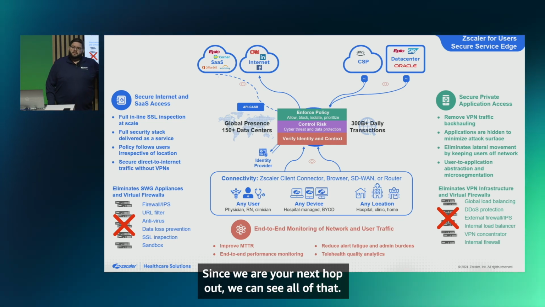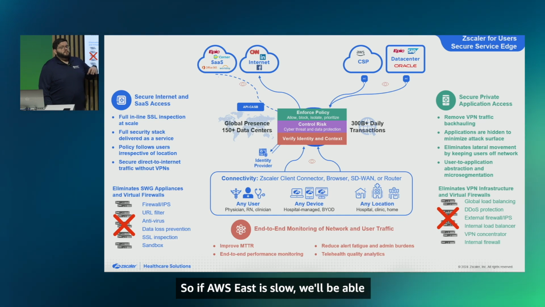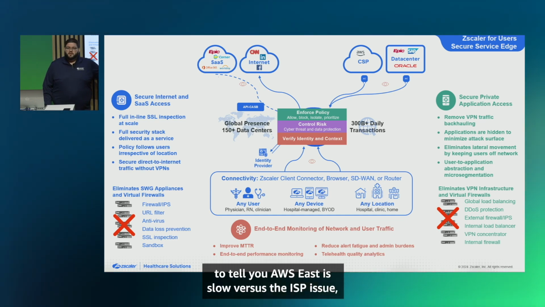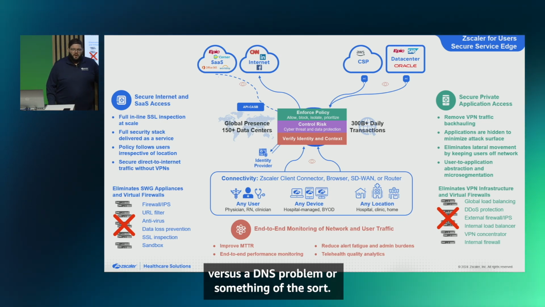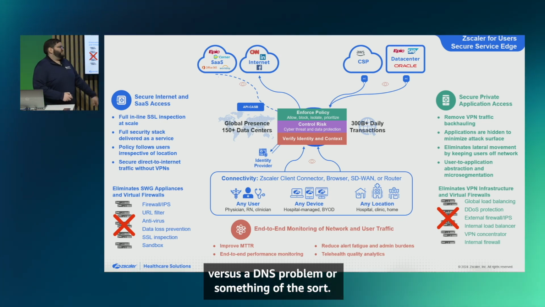Since we are your next hop out, we can see all of that. So if AWS East is slow, we'll be able to tell you AWS East is slow versus the ISP issue versus a DNS problem or something of the sort.